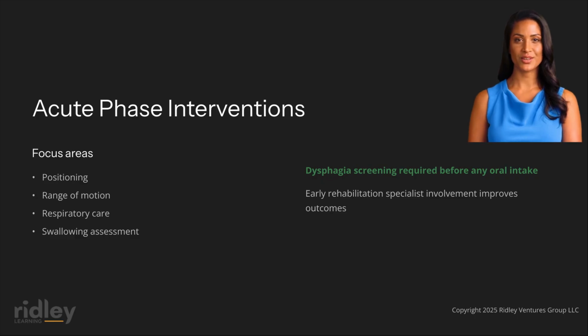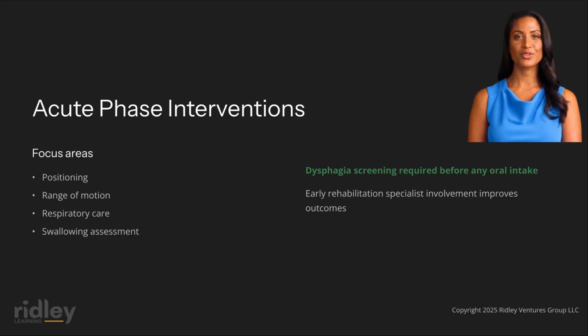Respiratory interventions, including positioning for secretion management, incentive spirometry, and early sitting when medically appropriate, address the elevated pneumonia risk that represents a leading cause of post-stroke mortality. Dysphagia screening must be completed before any oral intake to prevent aspiration pneumonia, with formal swallowing evaluation by speech-language pathology indicated for patients who fail initial screening or demonstrate clinical signs of swallowing dysfunction.